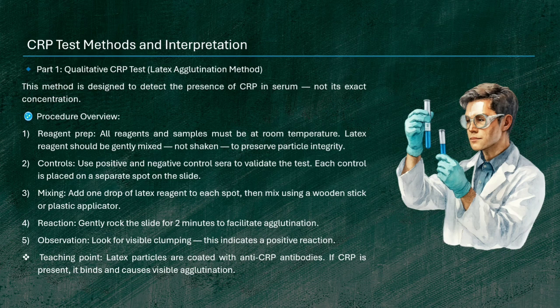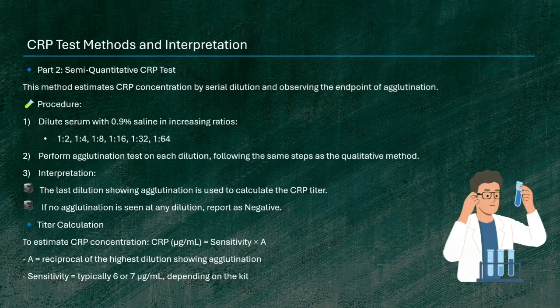Part 2. Semi-quantitative CRP test. This method estimates CRP concentration by serial dilution and observing the endpoint of agglutination. Procedure: 1. Dilute serum with 0.9% saline in increasing ratios, 1 to 2, 1 to 4, 1 to 8, 1 to 16, 1 to 32, 1 to 64. 2. Perform an agglutination test on each dilution, following the same steps as the qualitative method.